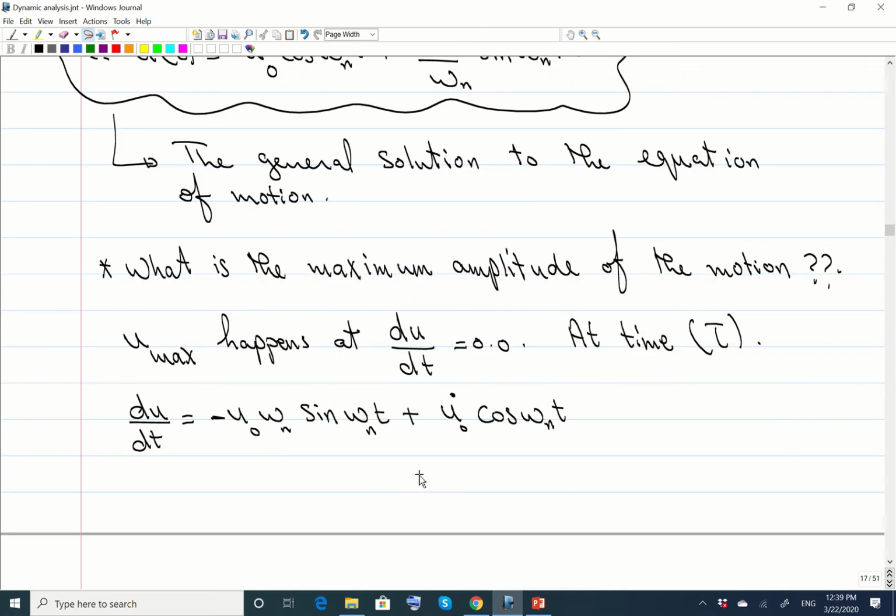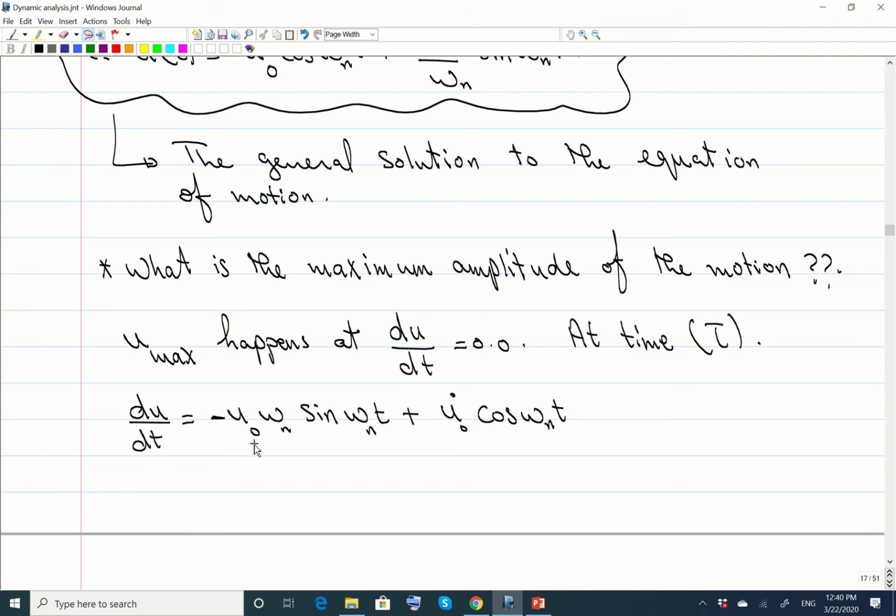So to find the maximum amplitude of the motion, you have u as a function of t. You want to find u maximum. U maximum will happen when du by dt is equal to 0. When will du by dt be equal to 0? We want to find that time. We're going to name that time tau. When will the velocity be 0? The velocity of the vibration, that will give the maximum amplitude.